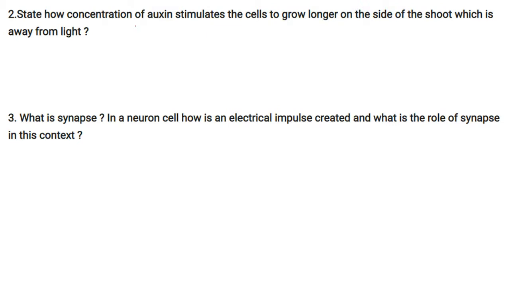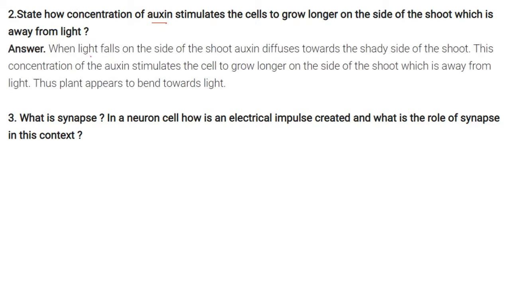State how concentration of auxin stimulates the cells to grow longer on the side of the shoot which is away from light. When light falls on the side of the shoot, auxin diffuses towards the shady side of the shoot. This concentration of auxin, a hormone, stimulates the cells to grow longer on the side of the shoot which is away from light. Thus the plant appears to bend towards the light.